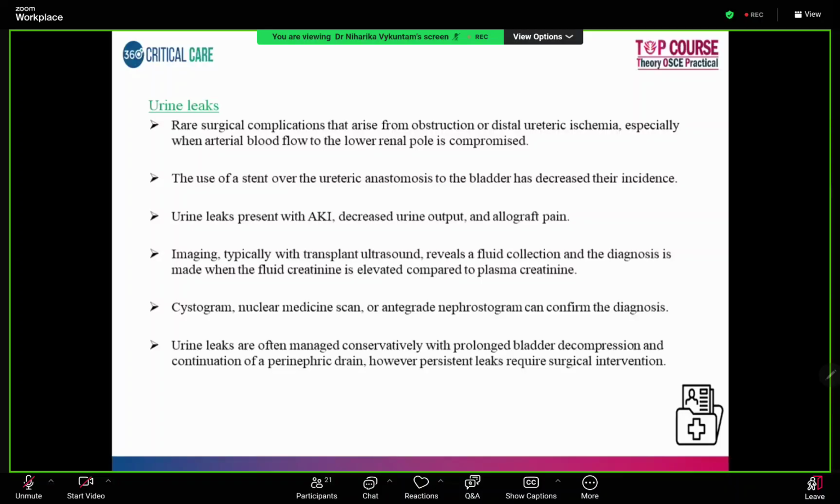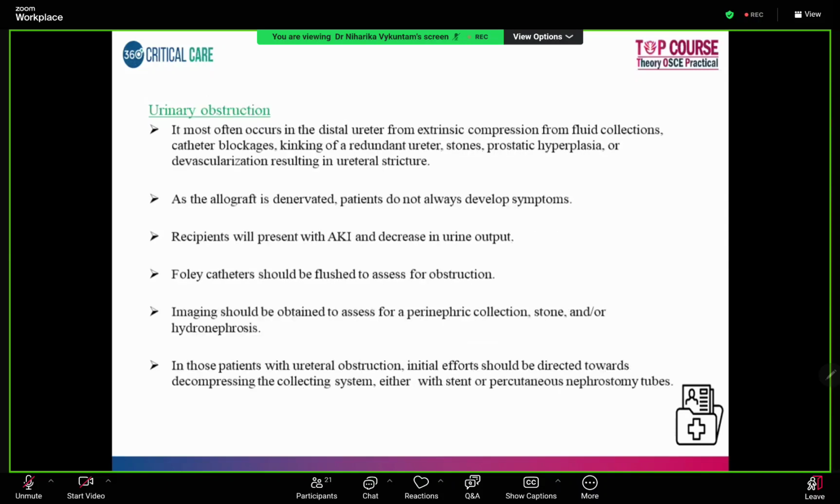The gold standard would be doing a cystogram or a nuclear scan or an antegrade nephrostogram, but these we won't usually do. It is usually the ultrasound and then you insert a perinephric drain. These urine leaks are managed initially conservatively with prolonged bladder decompression and continuation of this perinephric drain. But persistent leaks require surgical interventions.